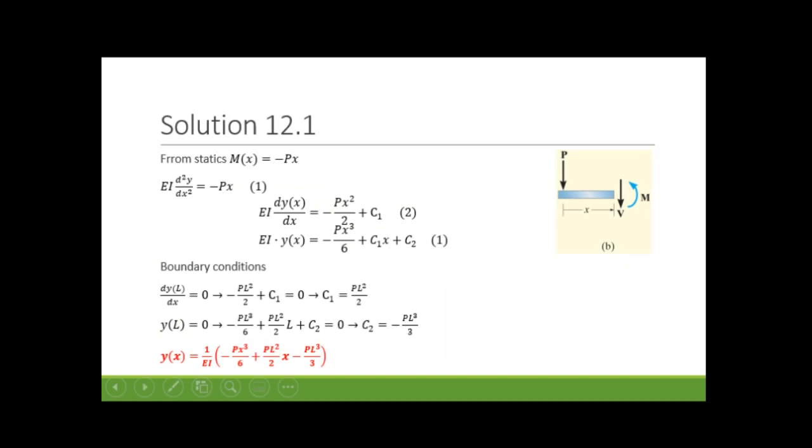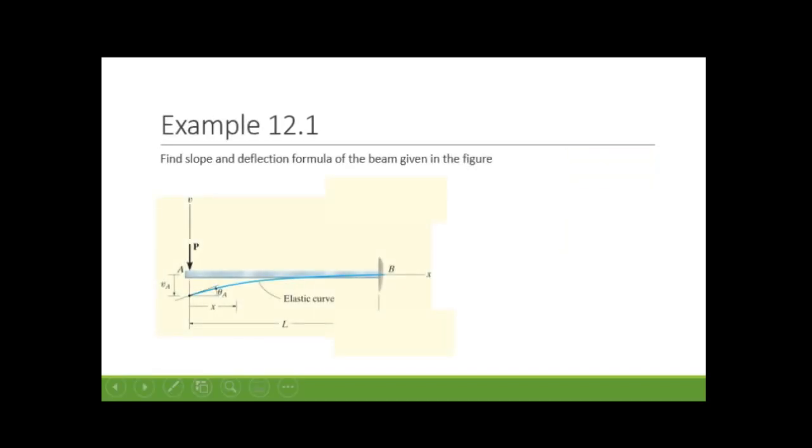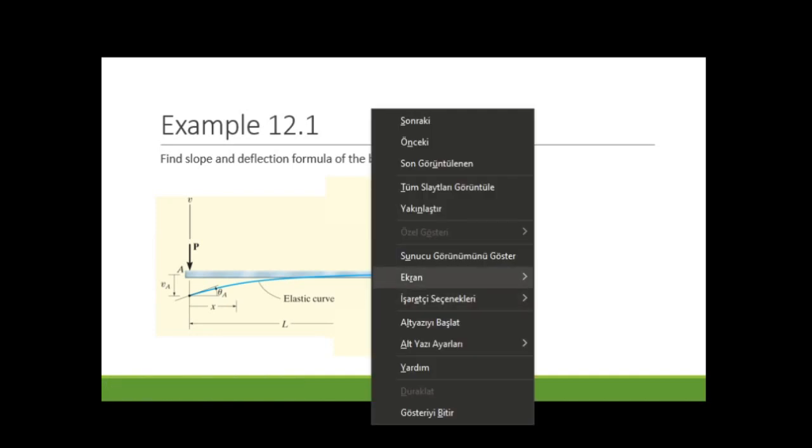One more integration, and we obtain the y(x) formulation. You can see we have two integration constants, C1x plus C2. Now we have a boundary condition. I want to go back to the equation. At point P, we can see a fixed support. On a fixed support, we have two boundary conditions. You remember that?